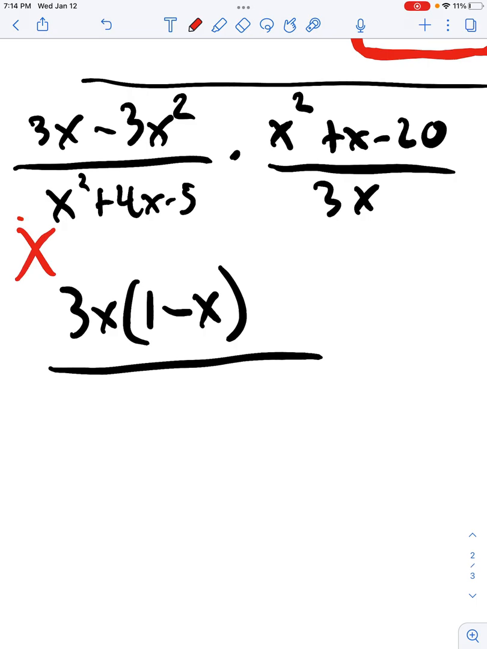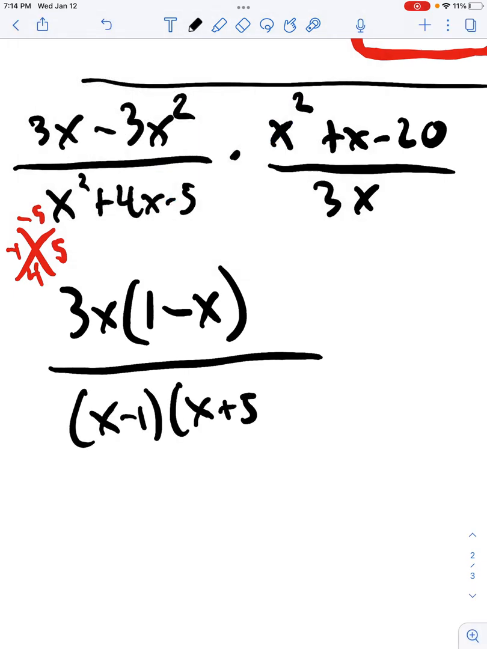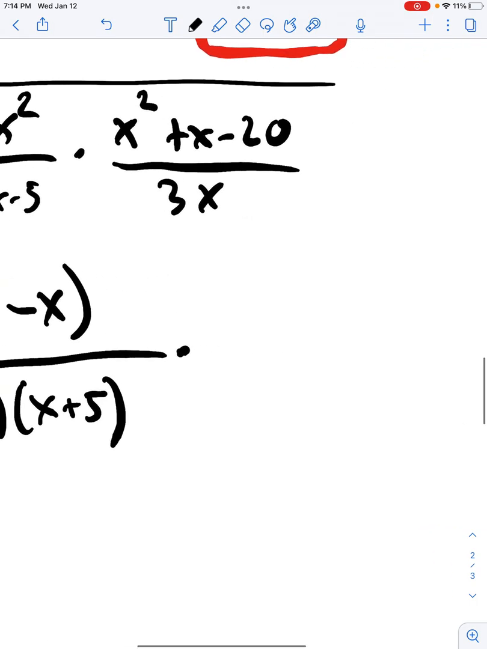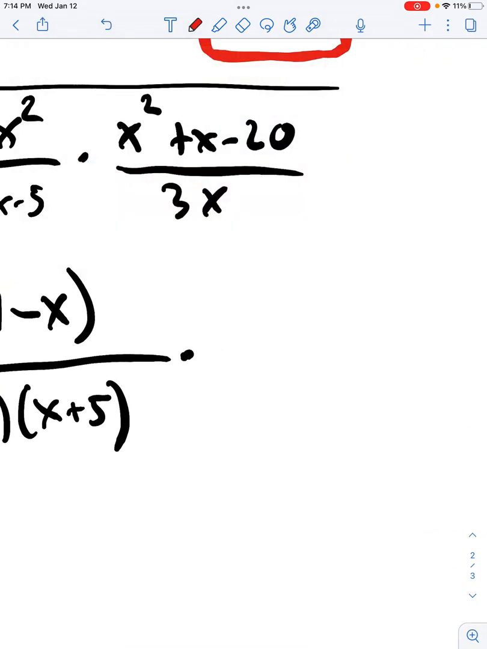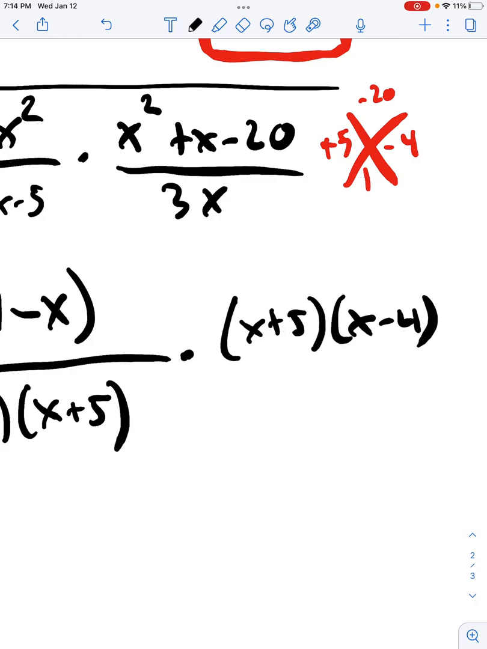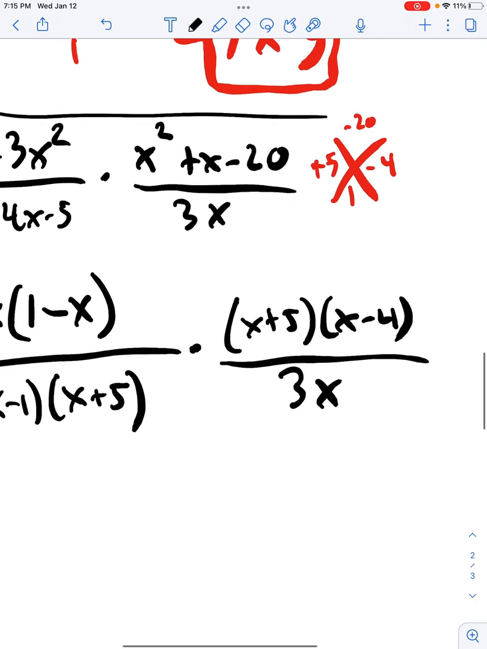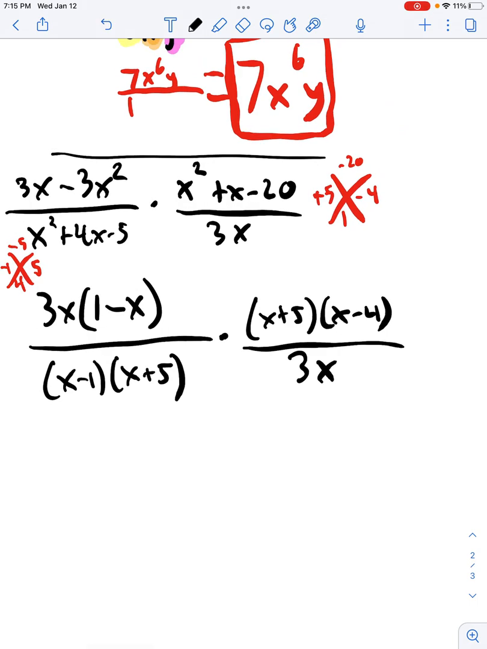If I think about my factor x, what two numbers multiply to get -5 but add to get 4? That's going to be +5 and -1. So I'm going to rewrite this as x minus 1, x plus 5. And then over here, what two numbers multiply to get -20, add to get 1? That's +5, -4. So I'm going to have x plus 5, x minus 4, and you can't do much with 3x.